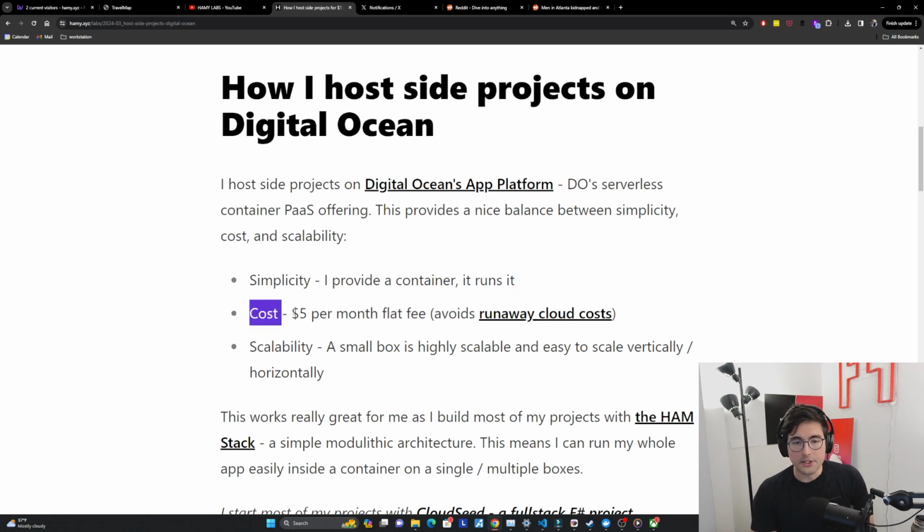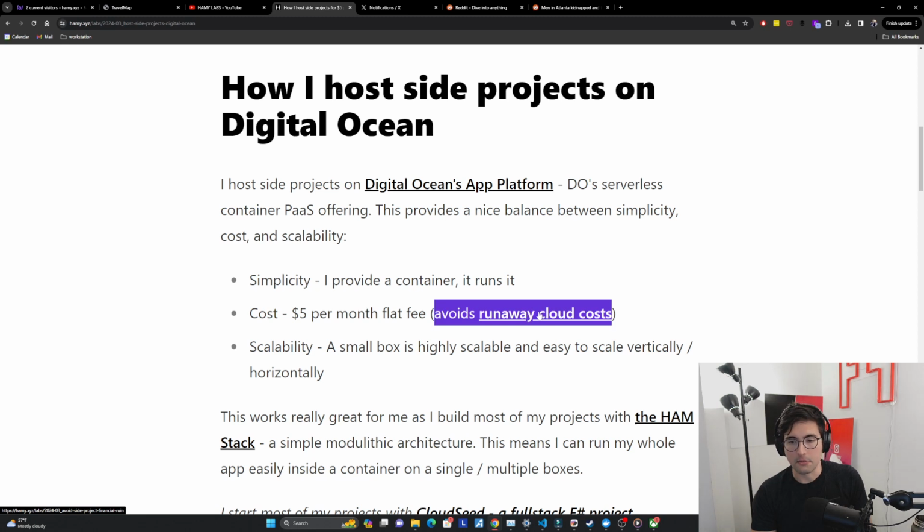For cost, it just costs $5 per month for the smallest box that they have. Obviously, larger boxes cost more. But the important thing here is that it's going to be a flat fee that's very reasonable for the kind of box size you're getting. And this is really important because it avoids a lot of the problems that come with unbounded costs, mainly in the form of runaway cloud costs. And there's a story here on how that kind of sunk a startup and ways to avoid it.